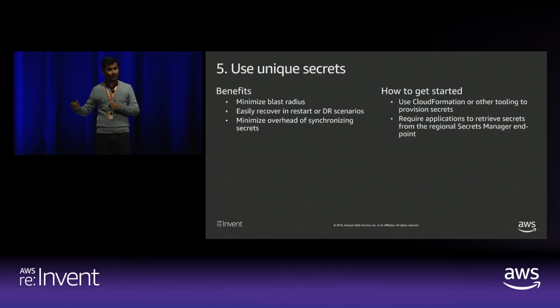So to get started, use CloudFormation or other tooling to provision secrets. The more you rely on automation, the easier it will be to follow consistent practices across accounts and to follow best practices such as creating unique secrets. And then once you've created unique secrets, require your applications to reach out to Secrets Manager from whichever regional endpoint the application is using.